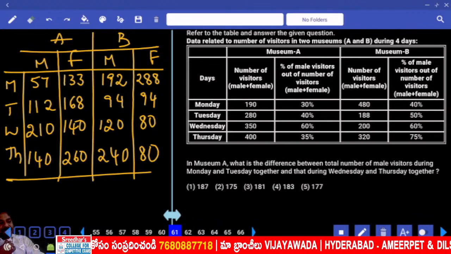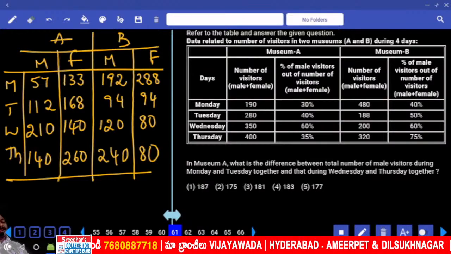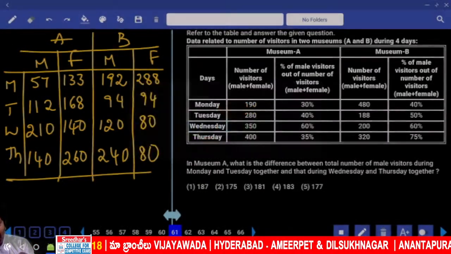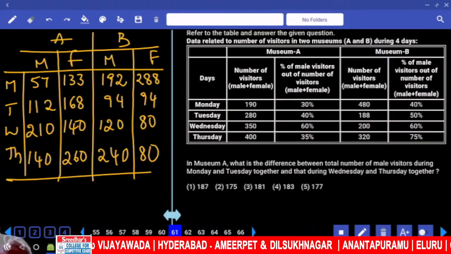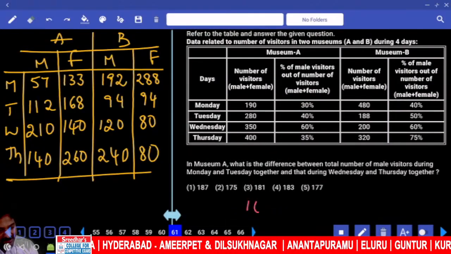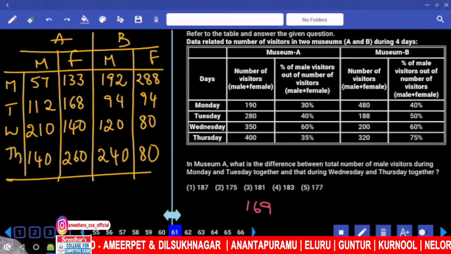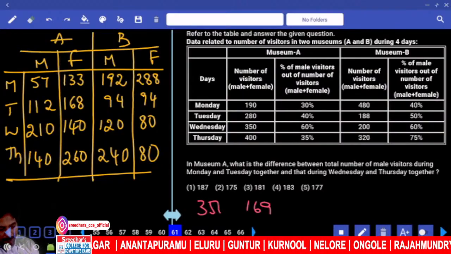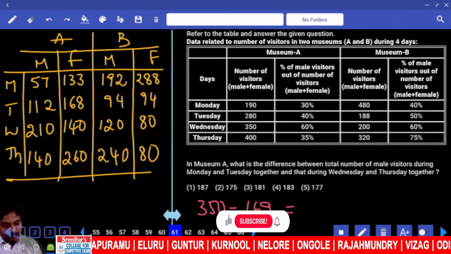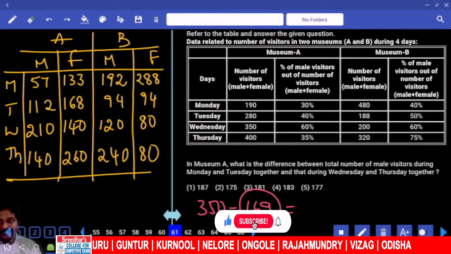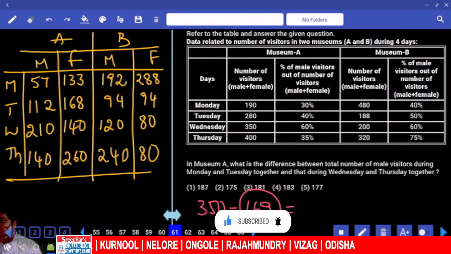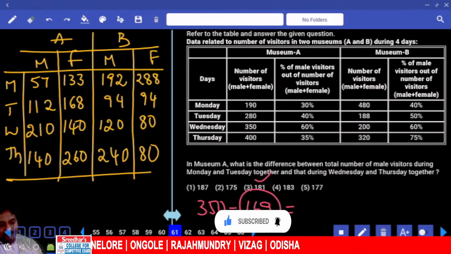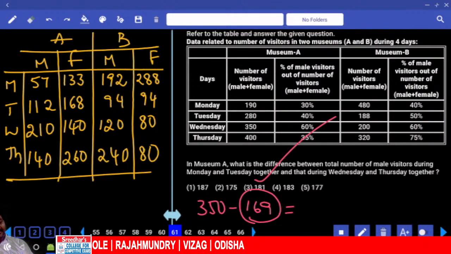In Museum A, what is the difference between total number of male visitors during Monday, Tuesday together? Male visitors Monday, Tuesday together 169, and during Wednesday and Thursday together 350. Correct? Instead of 169, subtract 200, add 31 later. Subtract 200, 150, add 31, 181. Before that, you can verify last digit also. 350 minus 169, last digit 0 minus 9, 1.